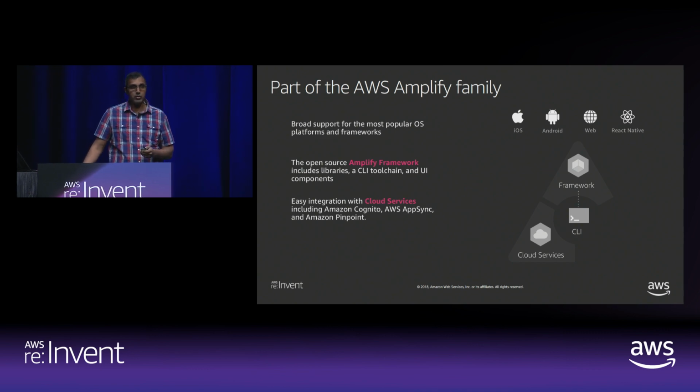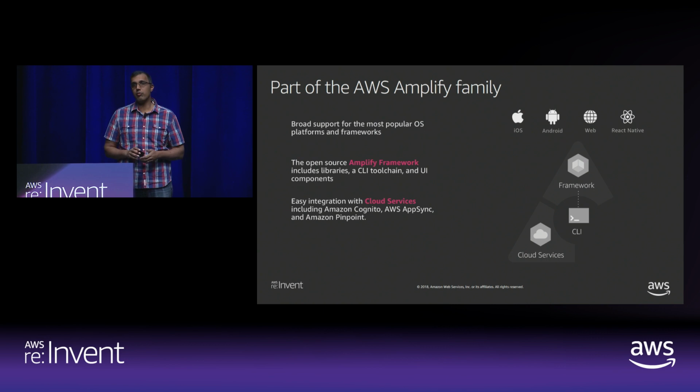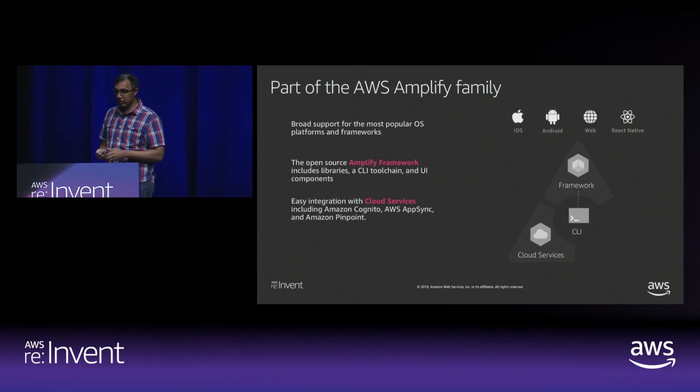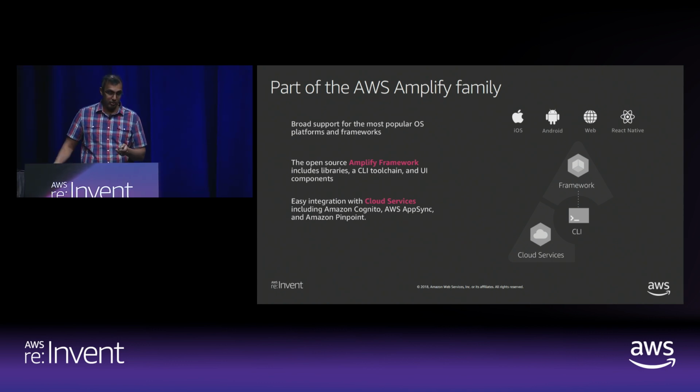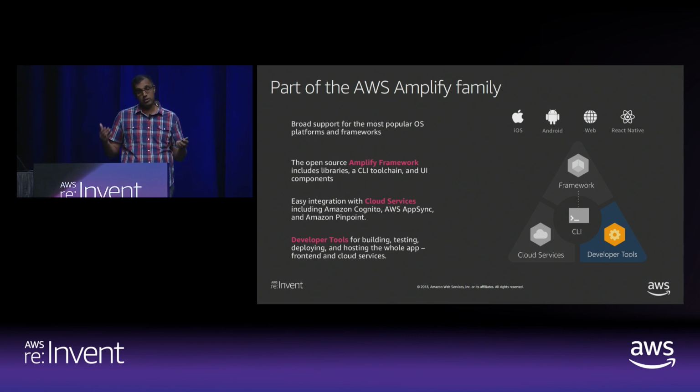It consists of cloud services that are integrated easily with the framework. So when you use the framework, you can say things like Amplify add auth instead of Amplify add cognito. And under the covers, we use best practice with AWS to configure that. And then finally, it's developer tools. So the first half of this talk is about the developer tool, which is the Amplify console.